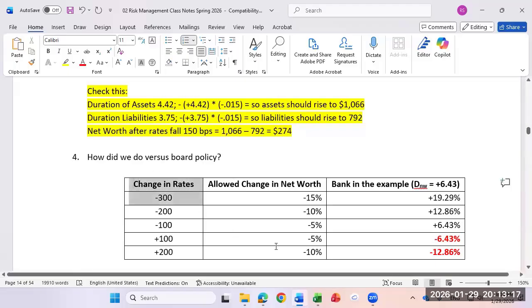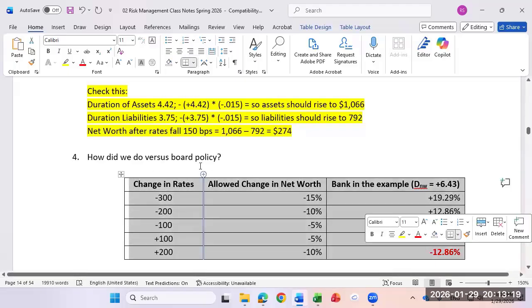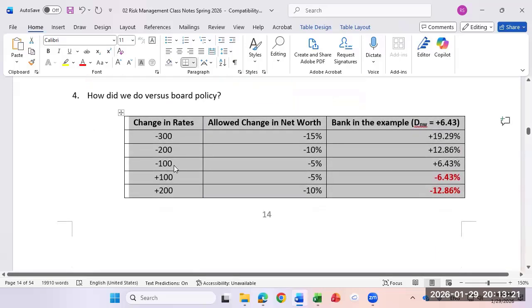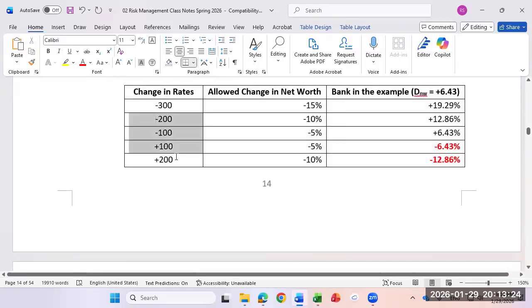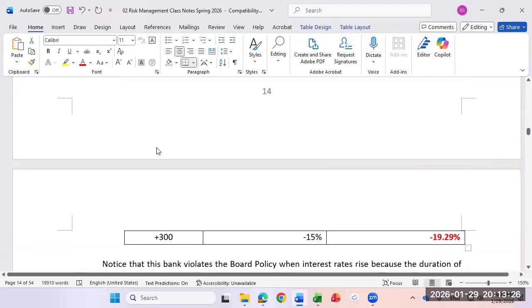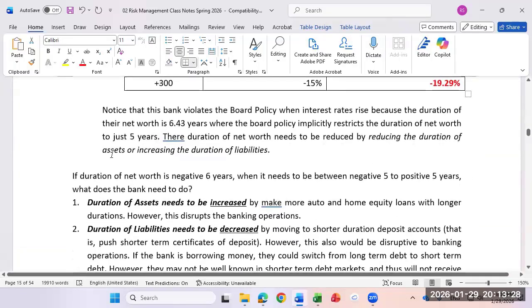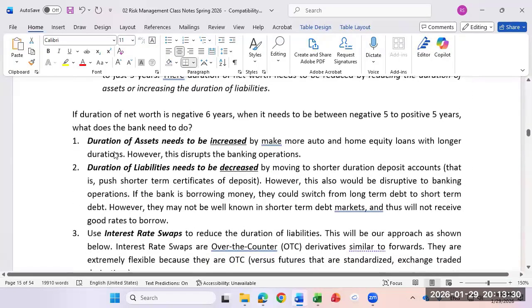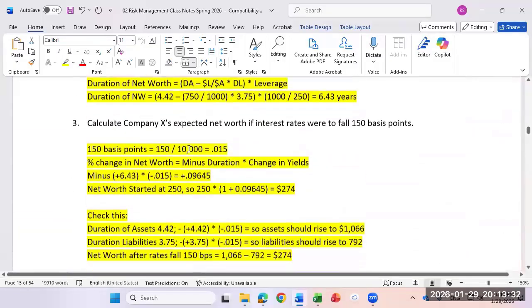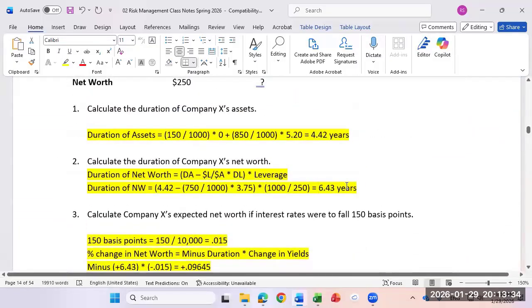So watch for this in your bank's annual report. I have seen several of your banks do at least the 200. They don't do the 300, but they do at least the 200. All right, so they're out of compliance. And we want to get them into compliance. The duration of their net worth is too high, all right?